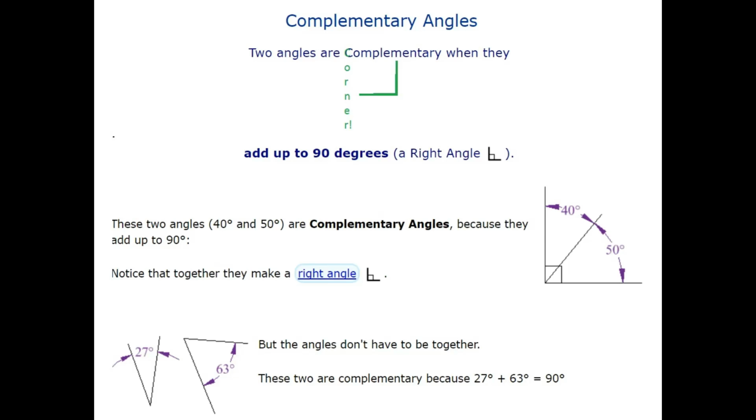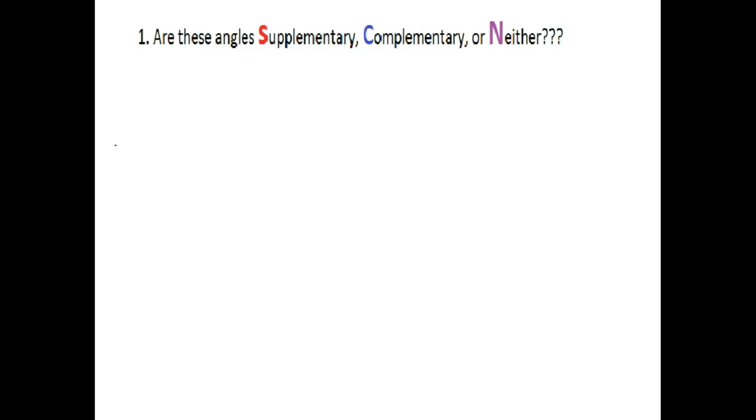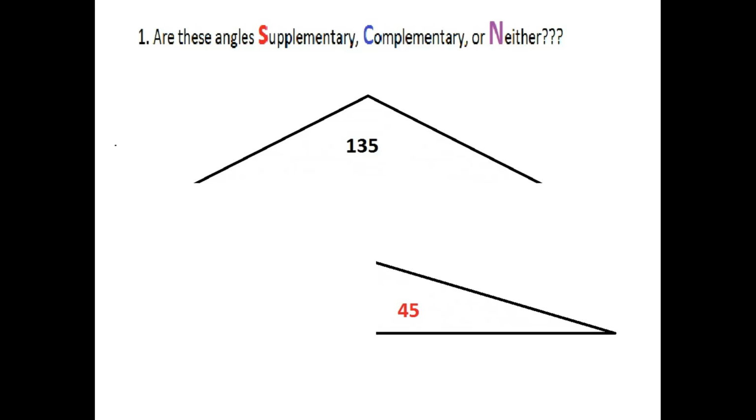So let's go on. Number one is actually part of the question for homework. Are these angles supplementary, complementary, or neither? We have an angle that's 135 degrees and another that's 45 degrees. 135 plus 45 equals 180. Those are supplementary angles. It's that simple. We're just adding the two angle measurements up, and they're supplementary because they form a straight line.